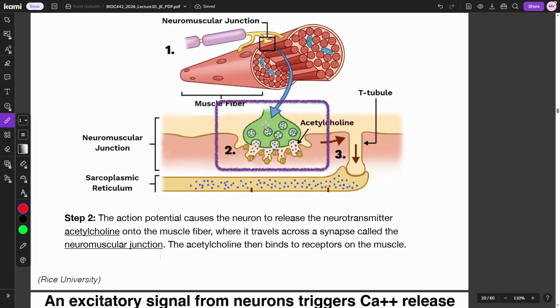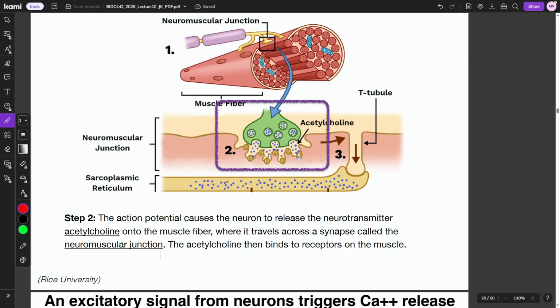Once that neuron synapses onto a myofibril or a sarcomere, it releases acetylcholine, and the acetylcholine binds to some receptors, which leads to an action potential in the muscle itself.